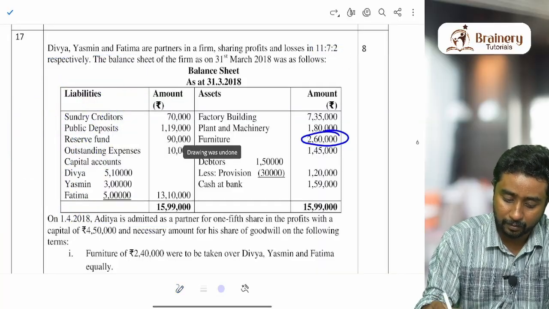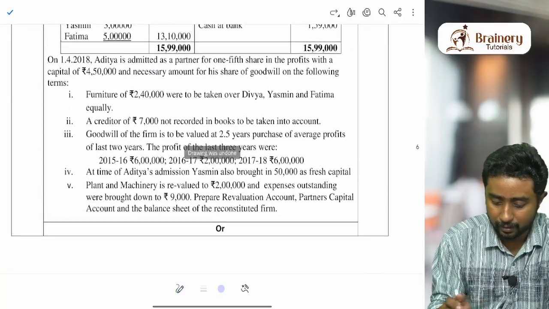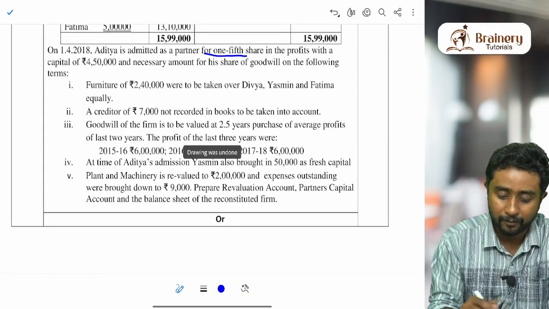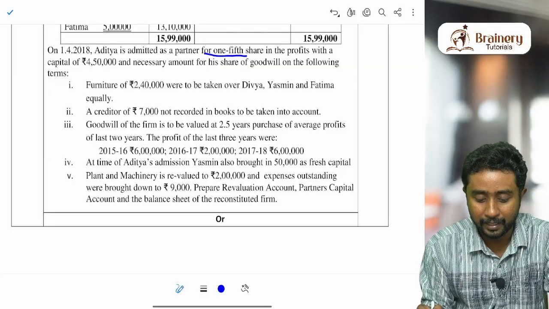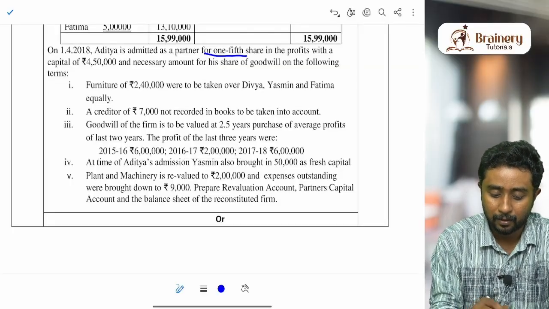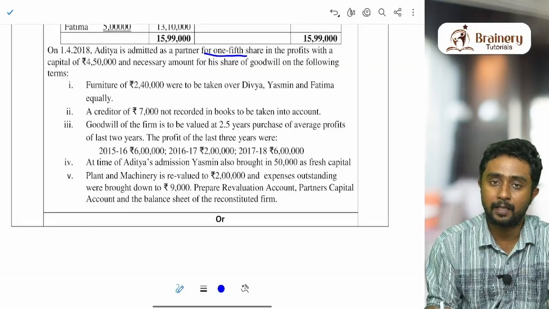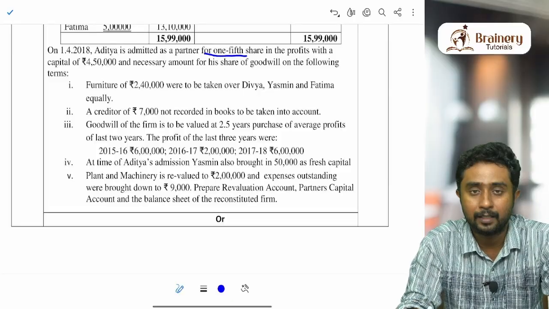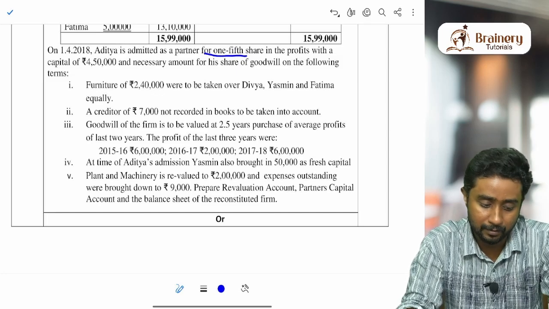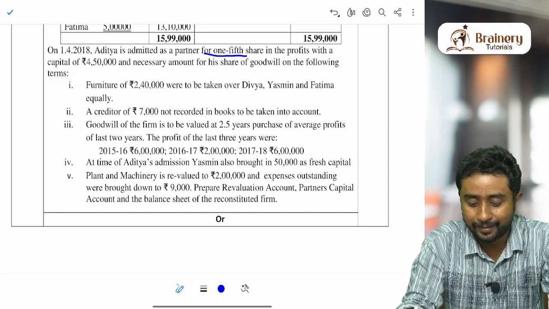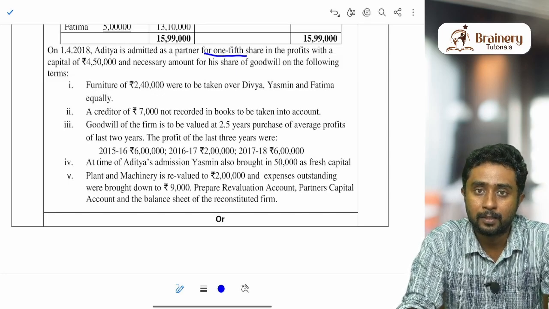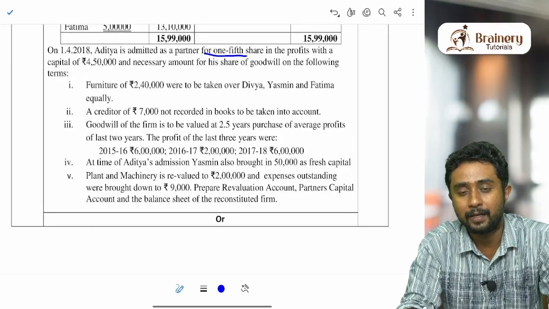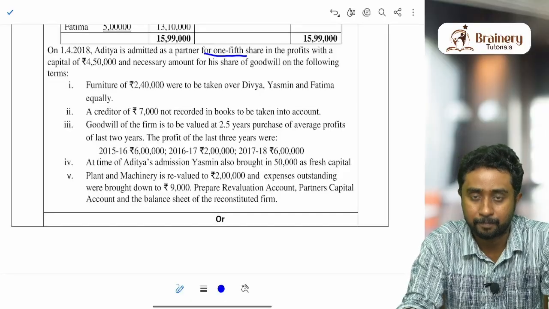Now I am taking all these things out again. As you know already, one person is admitted for 1/5 share in the profits with a capital of 4,50,000 and necessary amount for his share of goodwill on the following terms. So basically what they are saying is, when a person comes from outside as a new partner, he has to bring capital, obviously, because he is going to invest some money in the business, then only he will become the partner usually. Also, he has to bring some amount as compensation to give to the other partners who are sacrificing their share of profit hereafter for him.